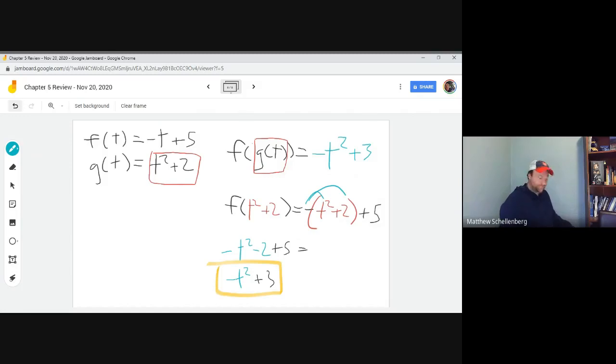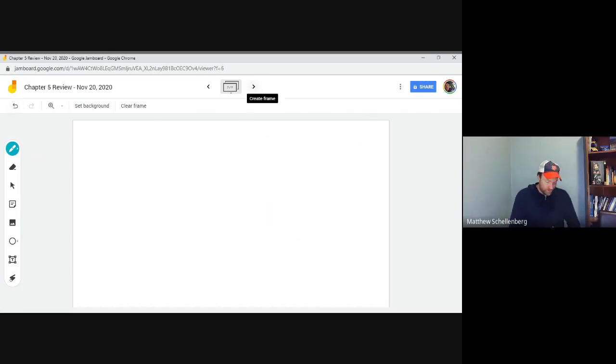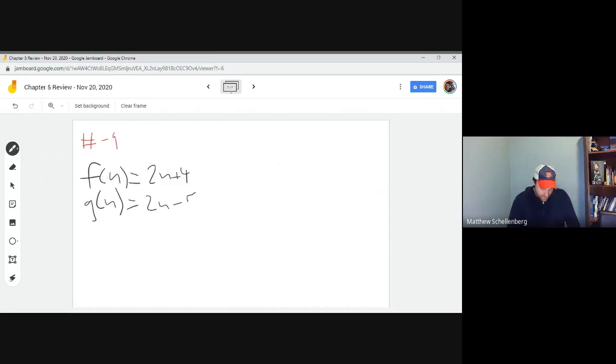Number 9. Number 9 asks for another composite function, but this one, the notation is different. So hopefully you remember what that does, what it means. So here's what I mean. So like it says f of n equals 2n plus 4, and we have g of n equals 2n minus 5. And they want to know f and this little circle g of negative 5.